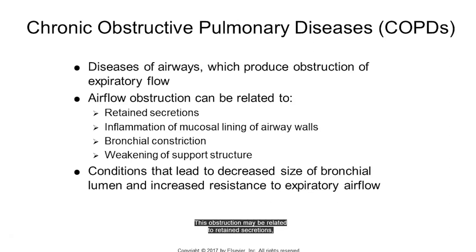This obstruction may be related to retained secretions, mucosal inflammation in the airways, bronchial constriction, weakening of the airway support structure, or alveolar destruction and surfactant deficiencies. Chronic obstructive diseases such as emphysema and chronic bronchitis are currently the 3rd most deadly diseases, right behind cardiovascular disease and all cancers combined. Other obstructive diseases include asthma, cystic fibrosis, bronchiectasis, and bronchopulmonary dysplasia.